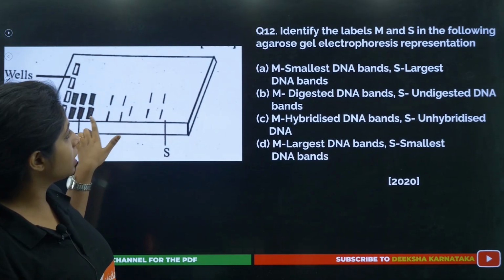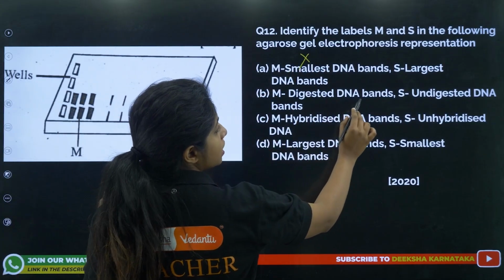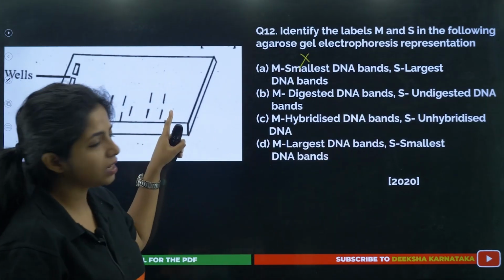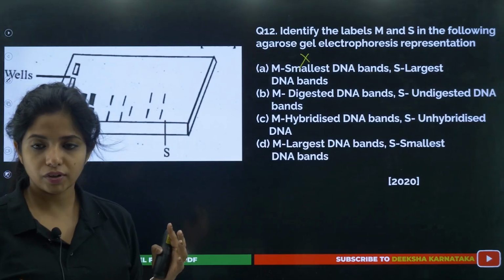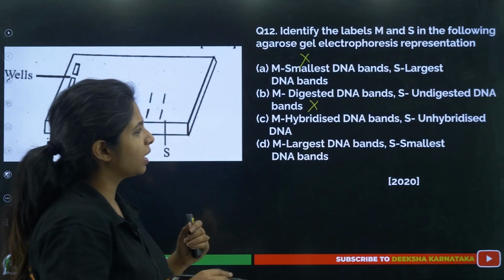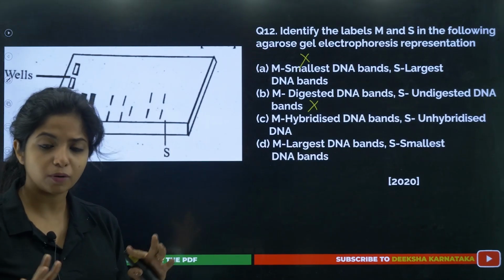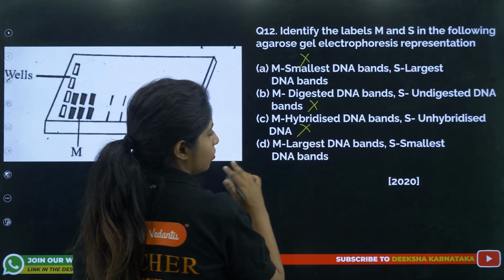So M, can I say it's small DNA bands? No. Can I say M is digested DNA bands and S is undigested DNA bands? No, children, all are digested. They are all cut and they are all going through the gel electrophoresis chamber. So this is also wrong. M is hybridized DNA bands? It does not make any sense. They are not hybridized. So I will say this is wrong.